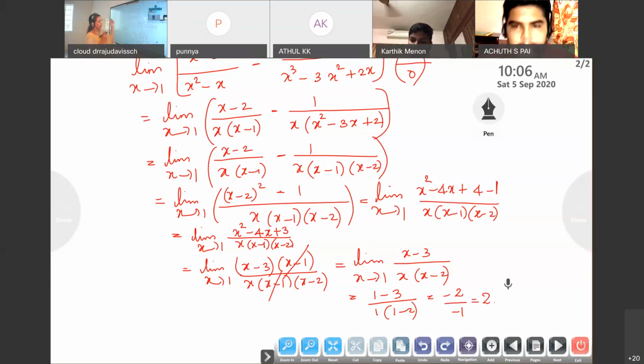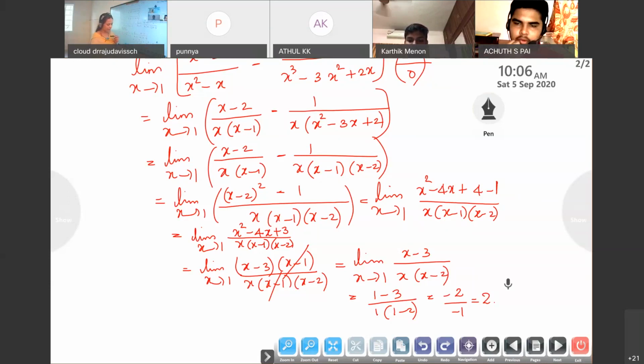So in the beginning, although it is in 0 by 0 form, what we did here is factorizing and simplifying, and finally we are able to find the limit. But in the previous question, it was not like that. Is it clear, Achu? What about the others? Is it okay, children?